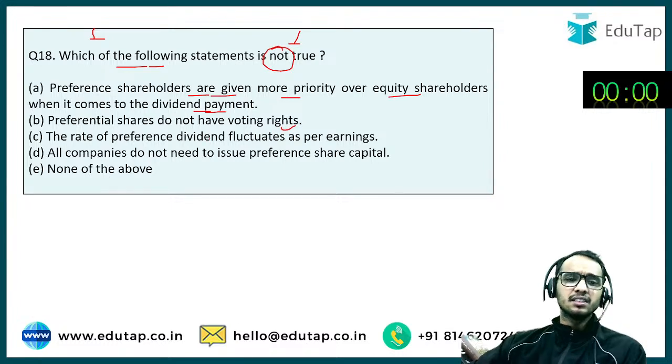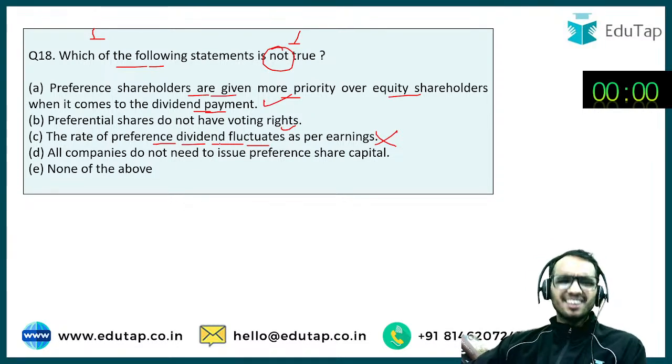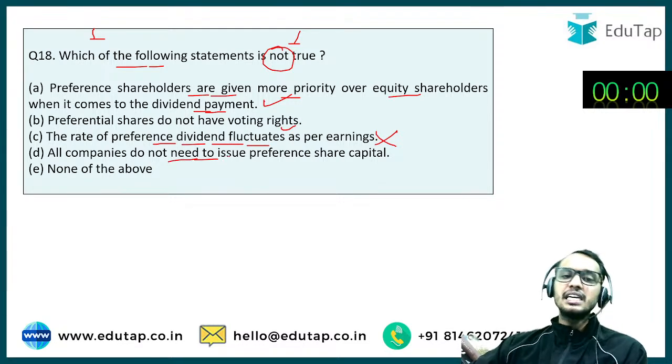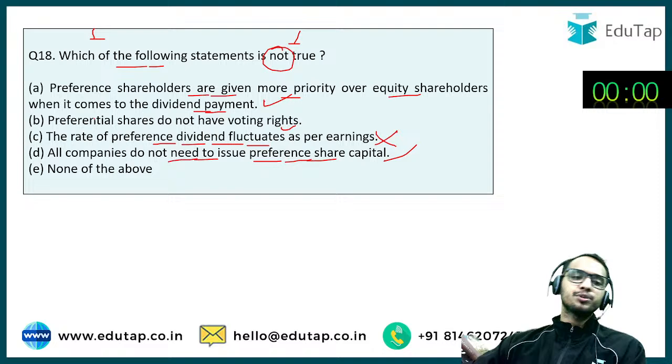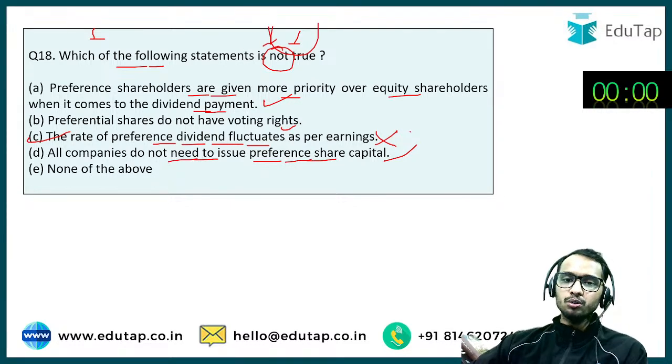It looks correct. The rate of preference dividend fluctuate as per earning. Oh, this is absolutely incorrect. So option number A is also correct. B is also correct. Let's read out the D option as well. All companies do not need to issue. Yeah, this is also correct. So option number C is correct here, because we are talking about not true. So this is not true. So this will be the answer.